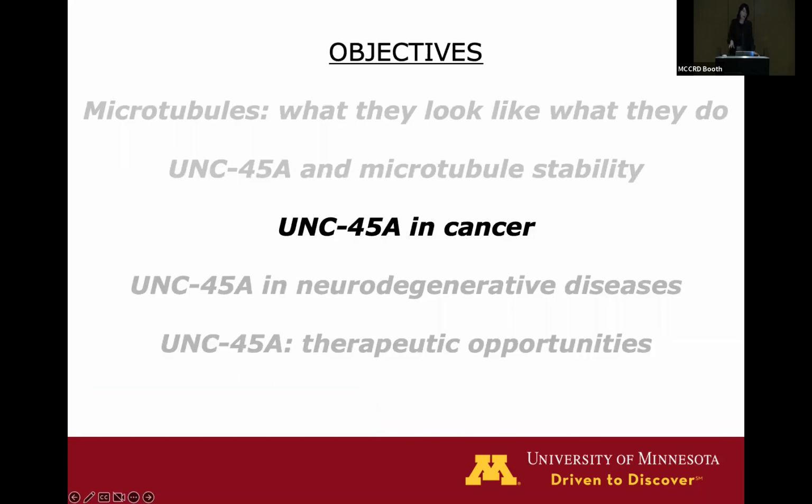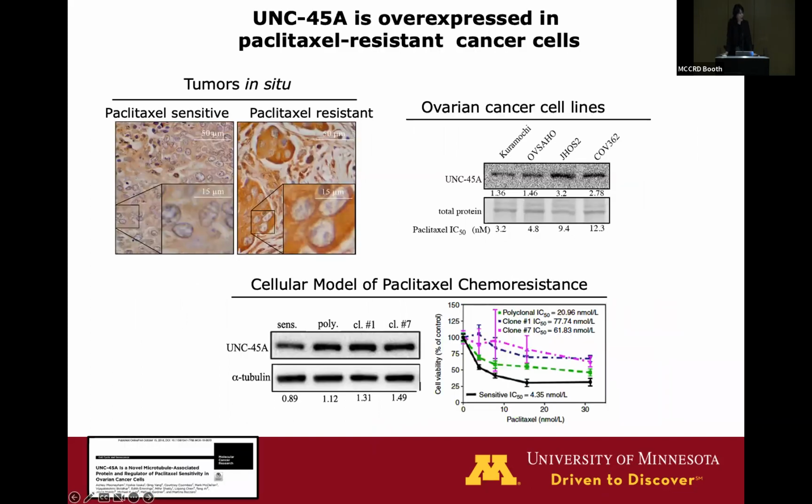Okay, so we talked about microtubules, we talked about ANC45 and what it does to microtubules. Now, how about ANC45 in cancer? ANC45 is overexpressed in cancer versus normal cells, and this is something that we knew from before. It's overexpressed in ovarian cancers versus normal cells, and it is overexpressed in other cancer types too. But what we actually discovered is that ANC45 is particularly high in clinical specimens from patients that are resistant to taxol. So these patients have been treated with taxol and they have not responded.